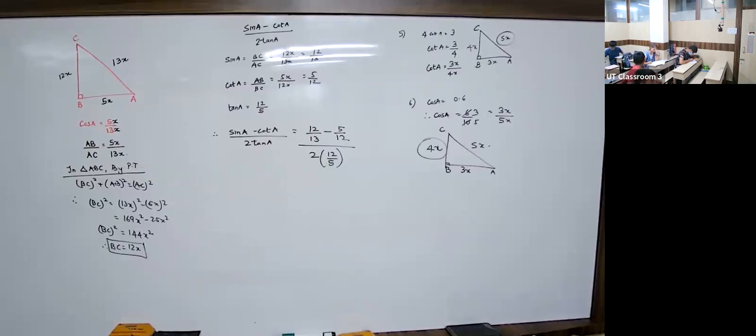Yes, can you see how I have done square here? 13x of sine square. What is sine square? It is 4 into sine square A.